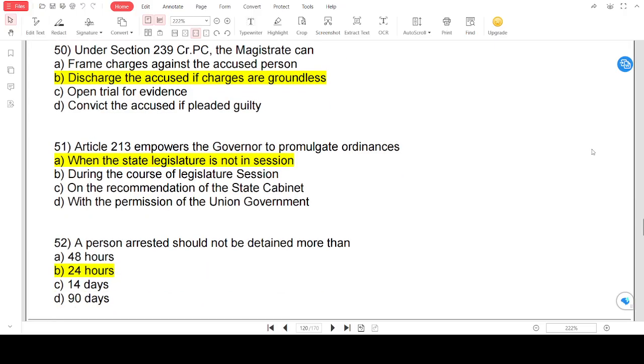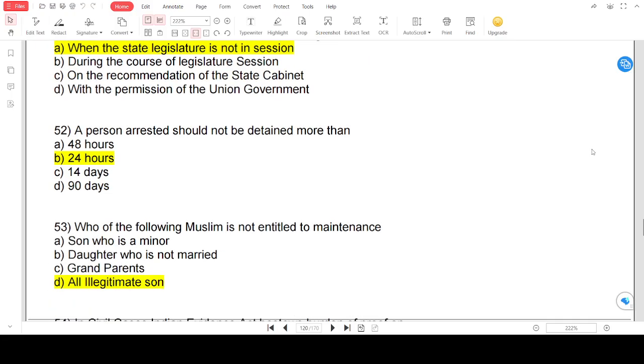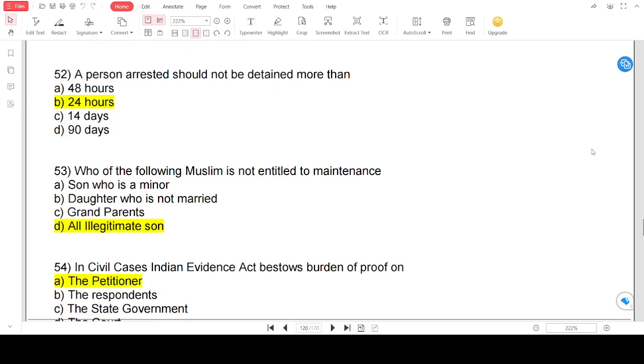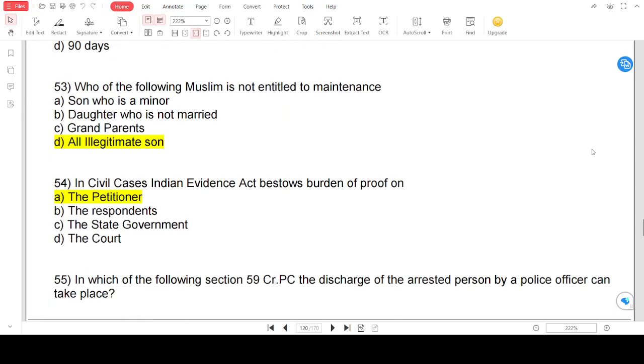A person arrested should not be detained more than 24 hours. Which of the following Muslims is not entitled to maintenance? An illegitimate son. In civil cases, the Indian Evidence Act bestows the burden of proof on the petitioner.